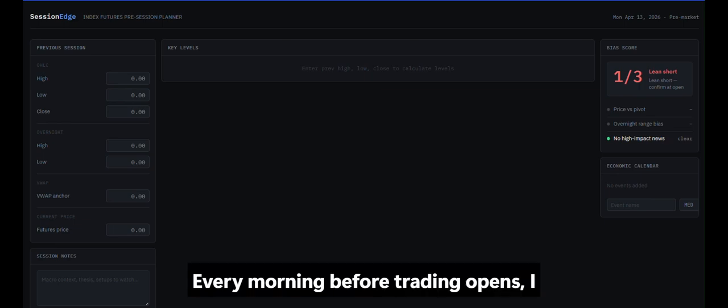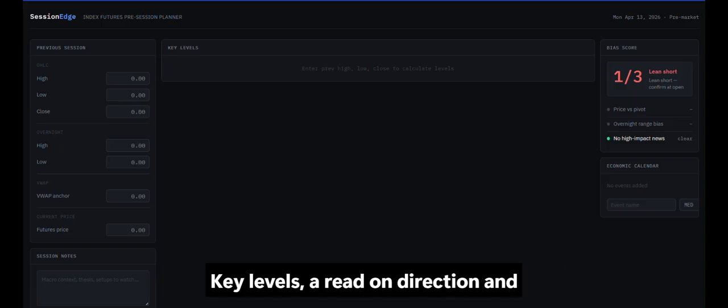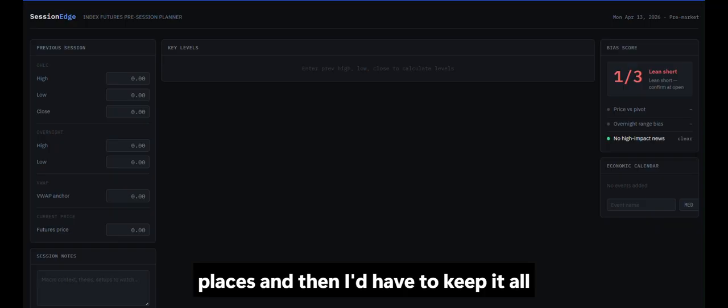Every morning before trading opens, I need the same information to make trades. Key levels, a read on direction, and what's on the economic calendar. I used to pull that from 3 or 4 different places, and then I'd have to keep it all in my head. This tool, Session Edge, will put it all in one place.